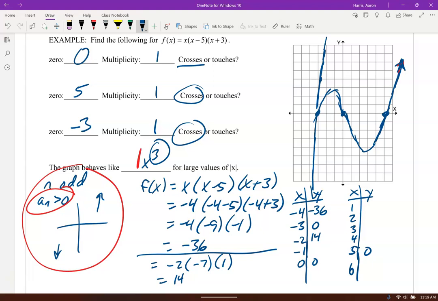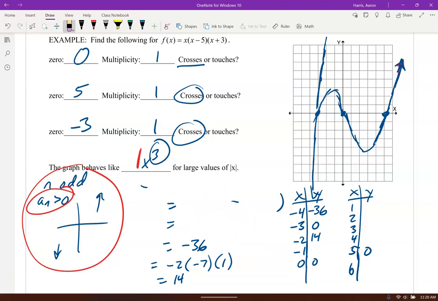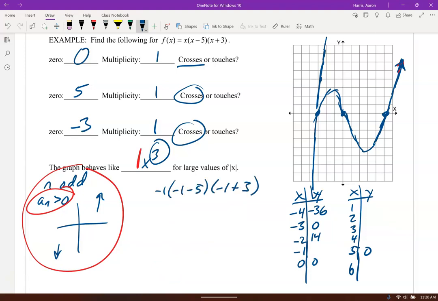Throw in -1. Let's see what -1 would give us here. Erase this. So I'd have -1, -1 minus 5, -1 plus 3. So -1 gives us 12. So then it hits -1, 12. So it comes back down, hits -1, 12.